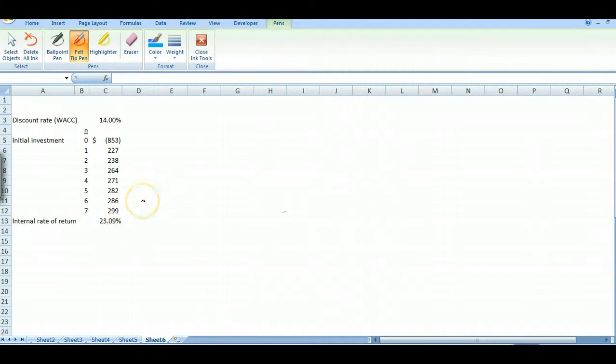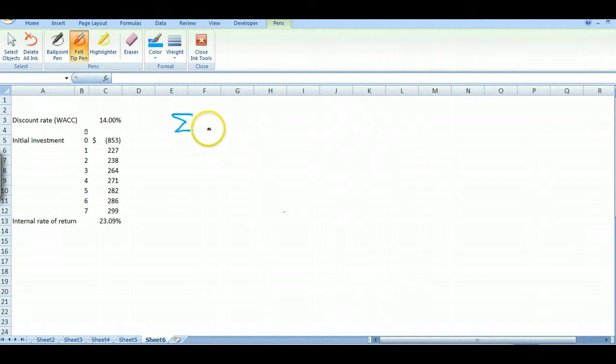So what is internal rate of return anyway? Well, internal rate of return is the rate at which the net present value is equal to 0 for these cash flows. So we can state that by a formula.